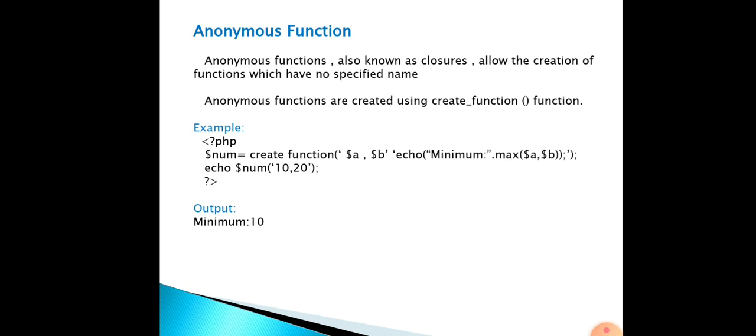The anonymous function is created using create_function. It takes two parameters. The first parameter is the parameter list for the anonymous function, and the second parameter contains the actual code of the function. The function name is randomly generated and returned. Here is an example for the anonymous function.